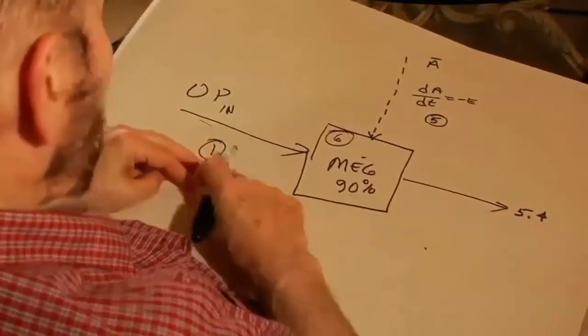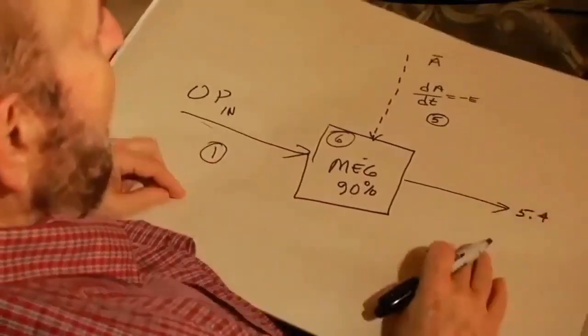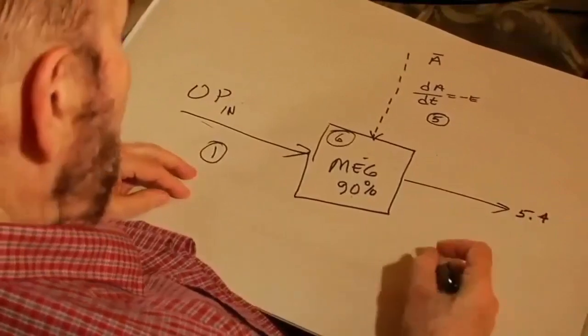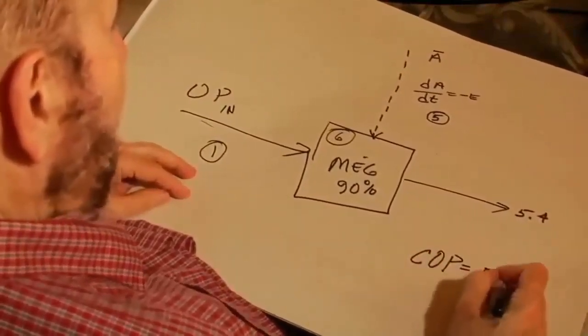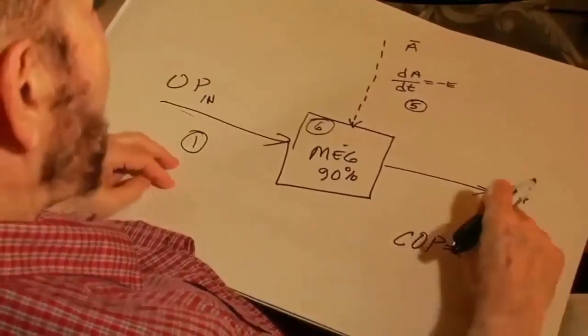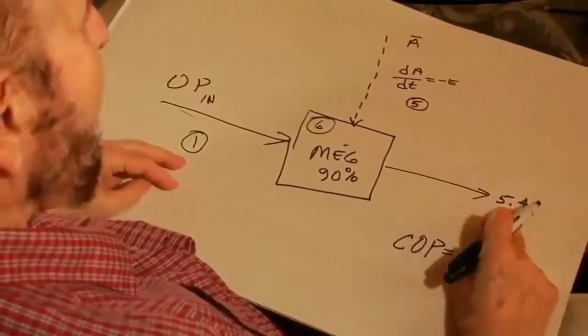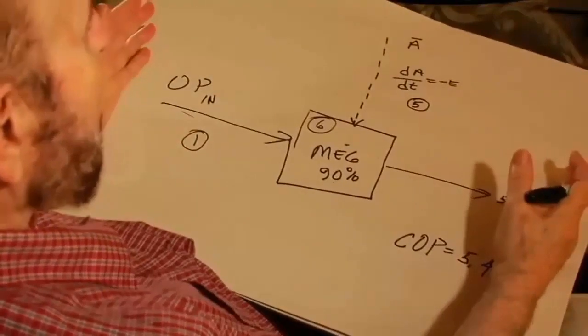Okay, what's the COP? I put in 1, I get out 5.4. Divide 5.4 by 1, the COP is equal to 5.4. I get 5.4 times as much usable energy out as I get in. This is just an energy converter.